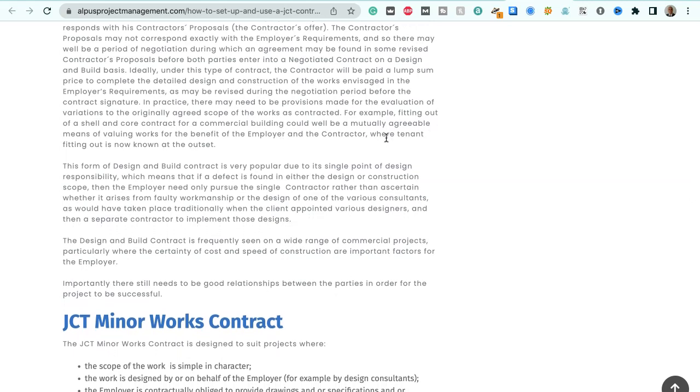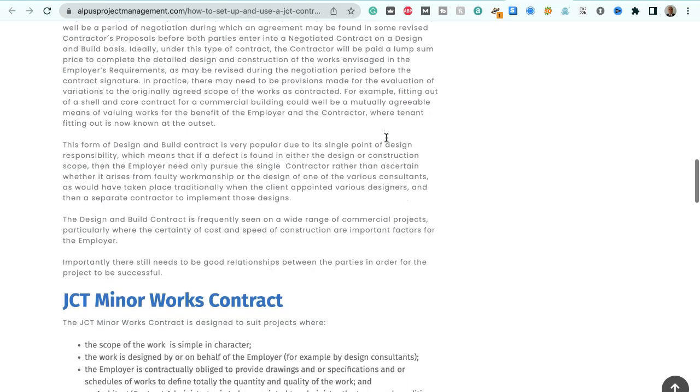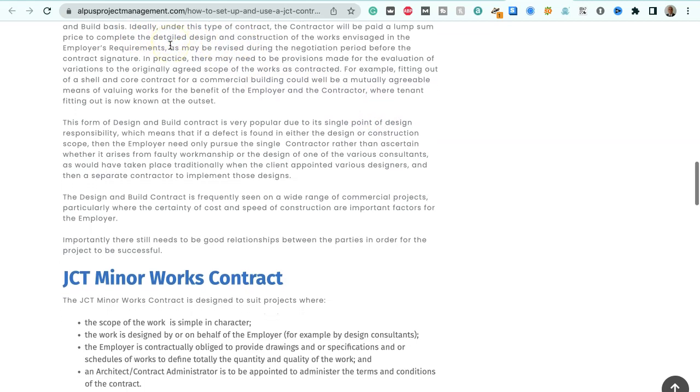The contractor's proposals may not correspond exactly with the employer's requirements, and so there may well be a period of negotiation during which an agreement may be found in some revised contractor's proposals before both parties enter into a negotiated contract on a design and build basis. And of course, very simply, if the contractor's proposals do correspond with the employer's requirements, then it's quite easy to enter into a form of contract accepting the contractor's proposals.